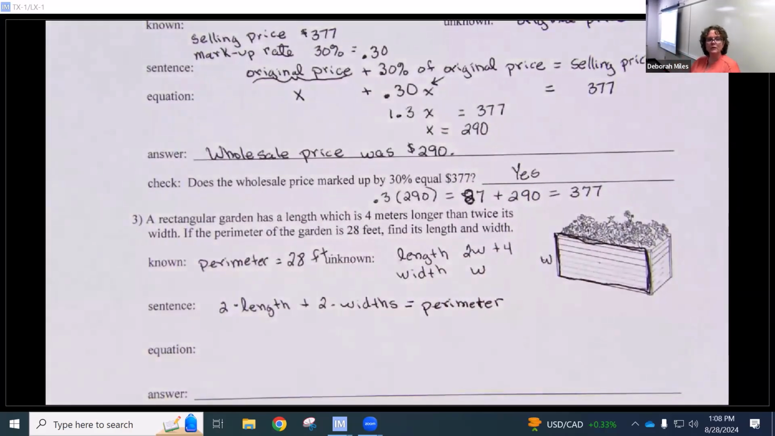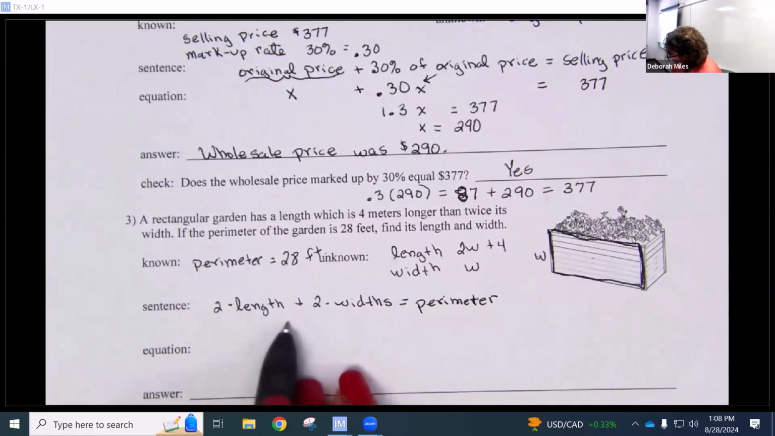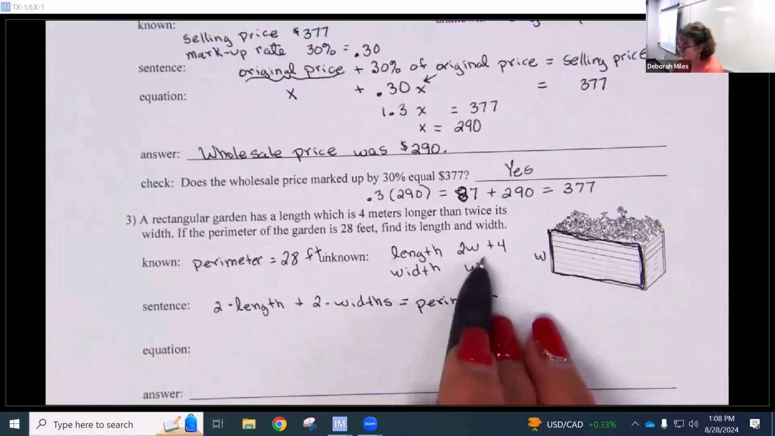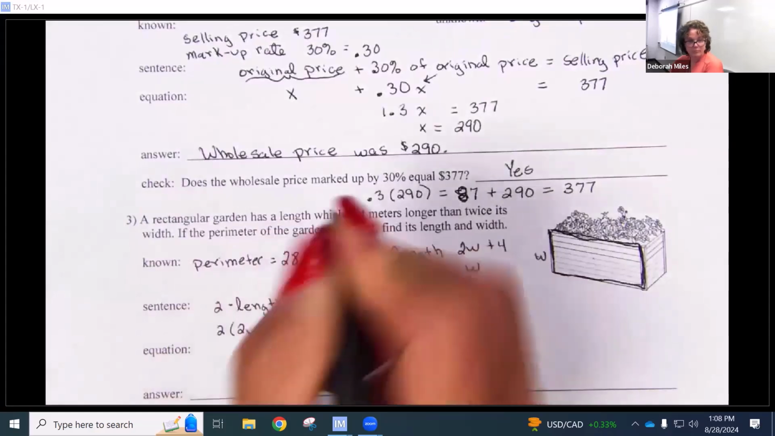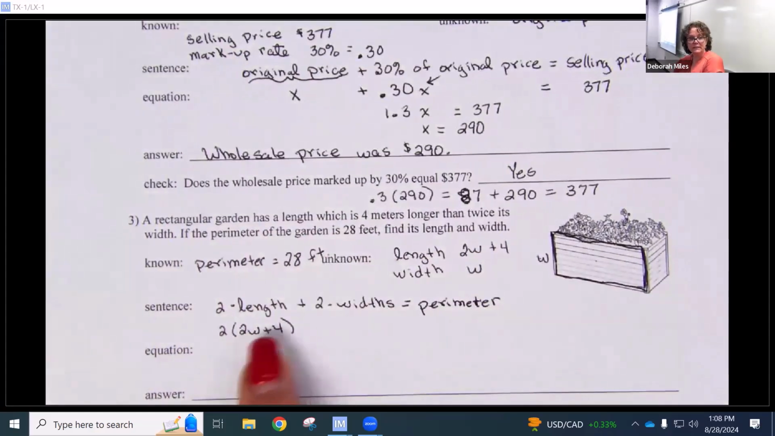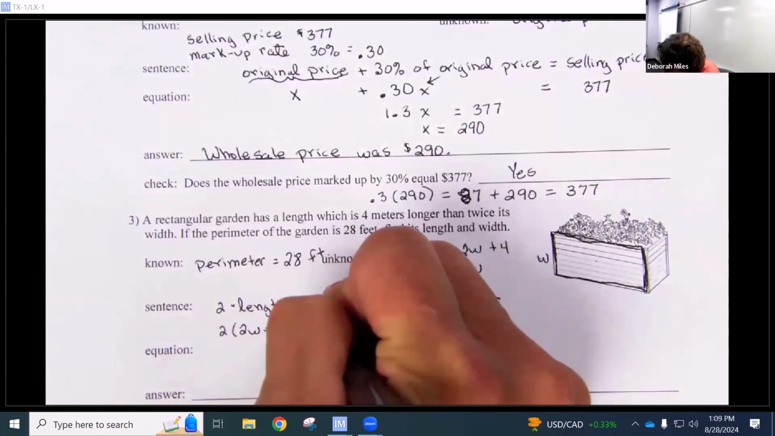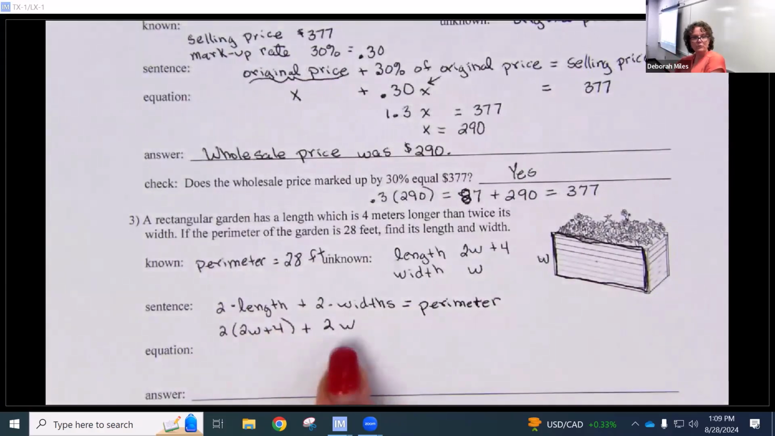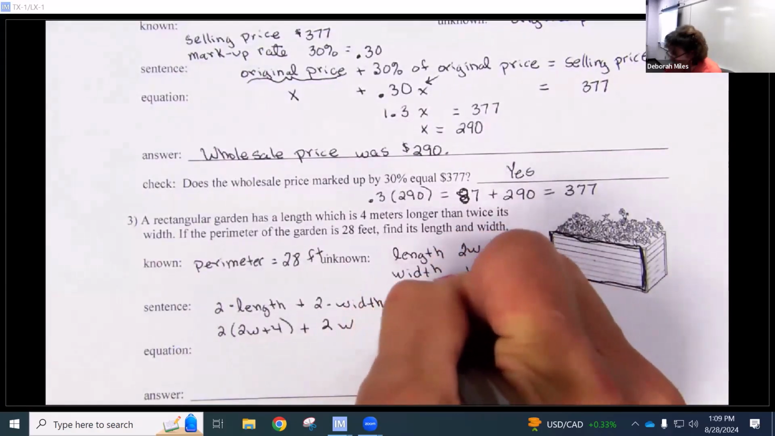So my sentence is 2 lengths plus 2 widths is the perimeter. In place of the word length, I put my algebraic expression for length, 2W plus 4. I need that in parentheses if I'm going to double it. 2 lengths plus 2 widths. My widths were just W's. Equals my 28.